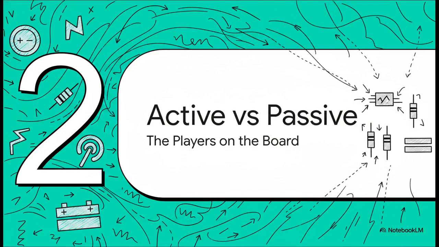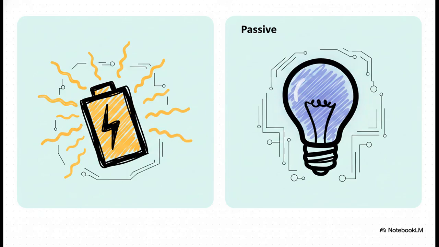Okay, moving on to section 2, active versus passive elements. Let's meet the players on the board. In any electrical network, components basically fall into two distinct camps, and it's super important to draw a clear line between them. On one side, we've got active elements. These are the guys actually supplying energy to the circuit. Think of the battery in your smartphone pushing out power to make everything run.